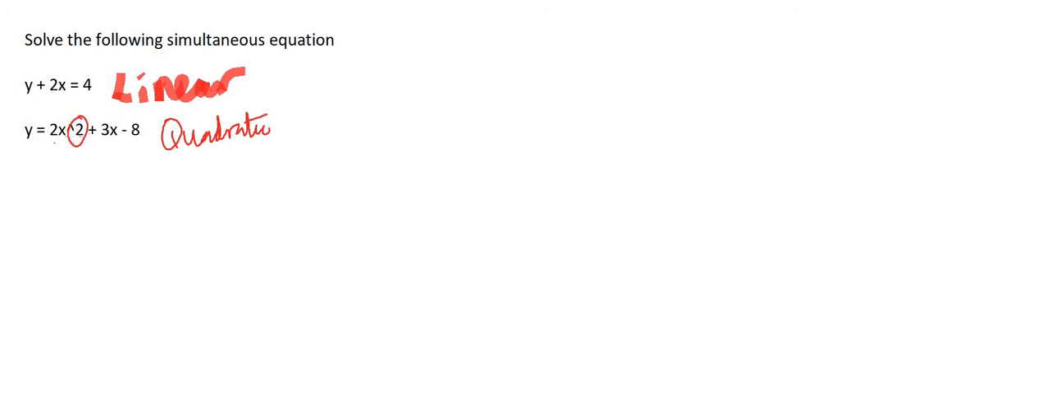It looks a bit weird on here. Basically, this x is squared and this one is just a straight line. So linear and quadratic. So what were our 5 steps? The first step, okay, we need to rearrange the linear equation y equals something.